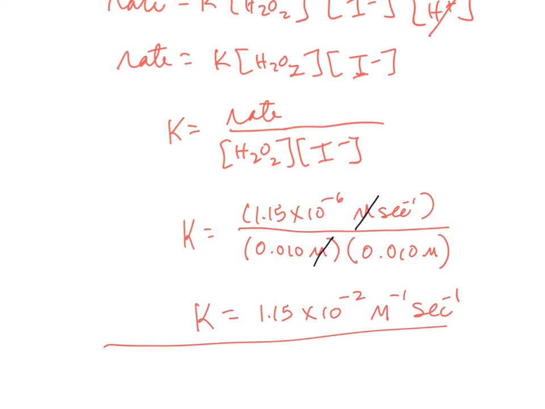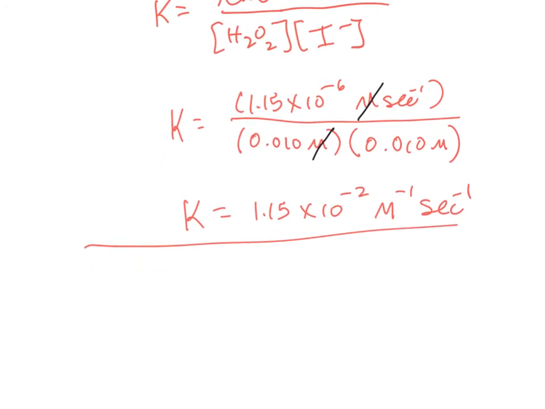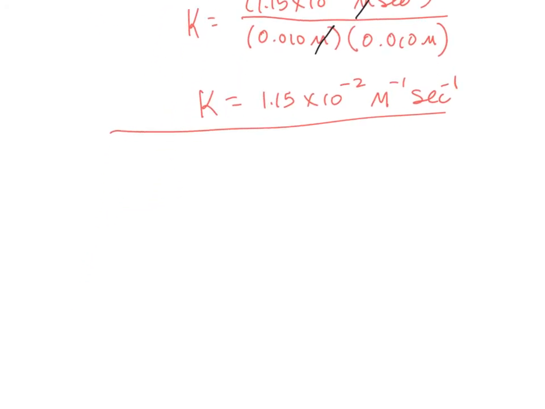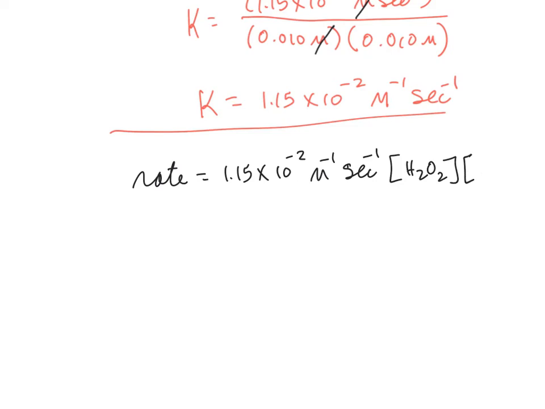Then, if I've asked you for the rate law, you have to put it all together and give me the whole thing. So we're going to say rate is equal to 1.15 times 10 to the -2 molar to the -1 seconds to the -1, times the peroxide concentration to the first power and the iodide concentration to the first power. And that's how you do that.